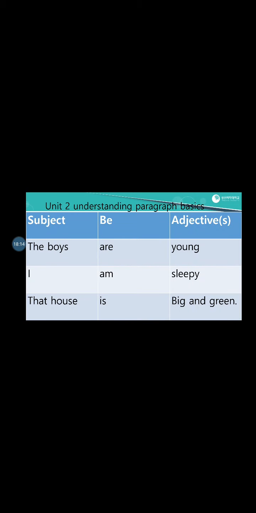Okay, so here are the examples. Here you have subject, be verb, and the adjectives. The boys are young. I am sleepy. That house is big and green. So remember: subject, be, adjectives. The boys are young. I am sleepy. That house is big and green.